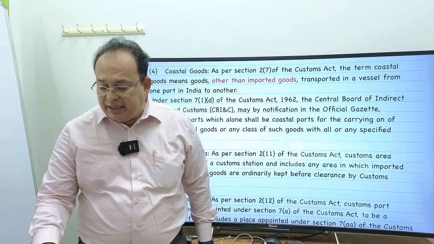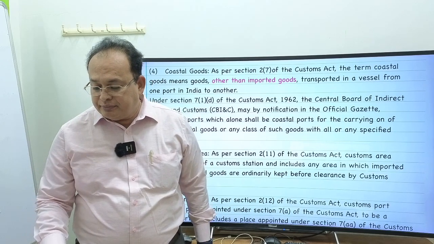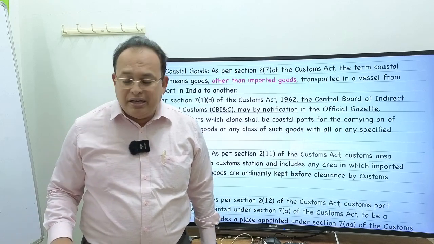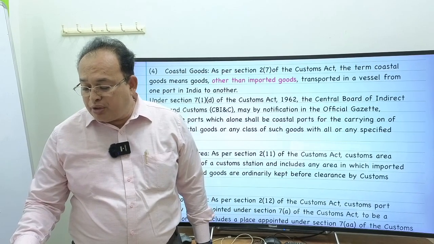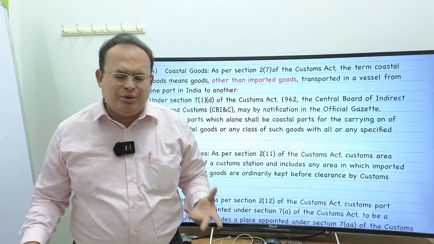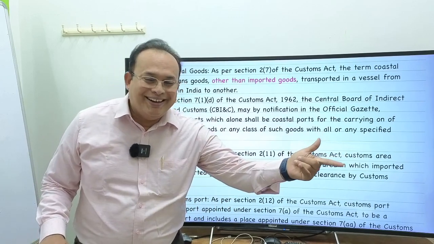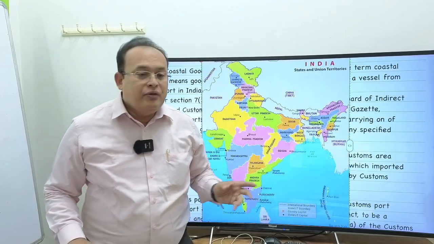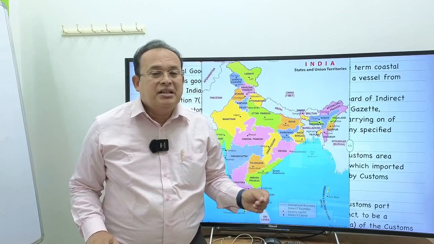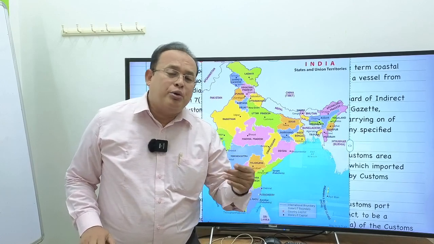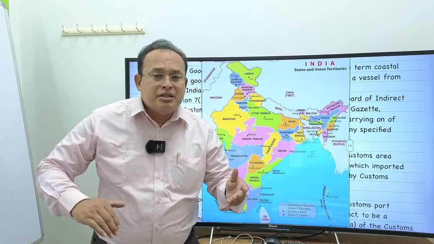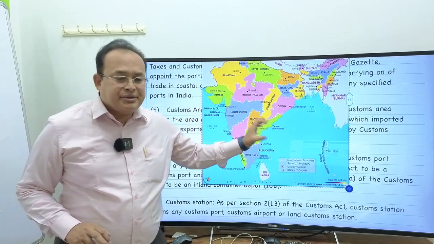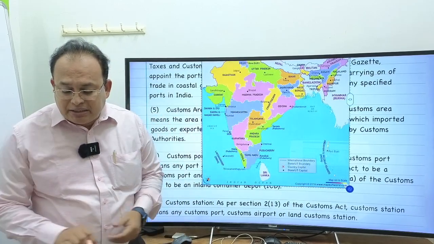Coastal goods, how to understand. Coastal goods means goods are passing from a port in India in a vessel to another port within India, not outside India. Coastal goods means goods are transported in a vessel from a particular port in India to another port in India, passing through the ocean. See here in the given case. Assume a scenario here.